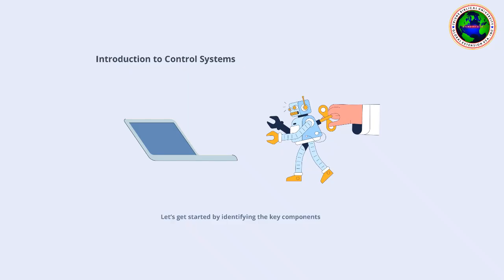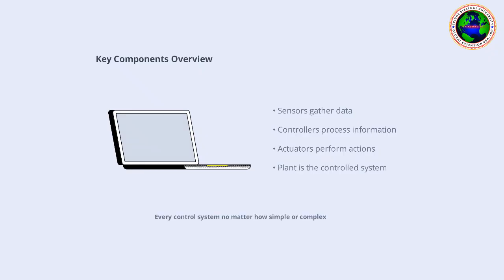Let's get started by identifying the key components that form the backbone of any control system. Every control system, no matter how simple or complex, is built from a few major components. These include sensors, controllers, actuators, and the plant. Each plays a unique role in ensuring the system operates as intended.